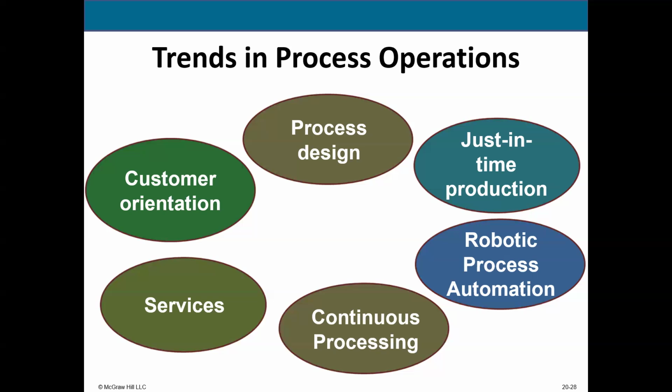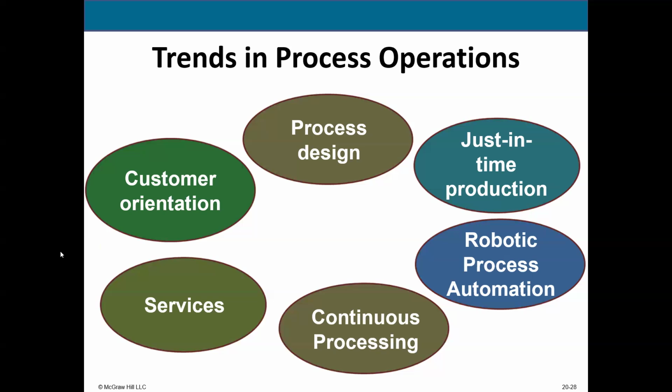Another trend in process costing is continuous process. Just like the example I gave with the water bottles in the manufacturing process, we try to heavily automate that to a continuous flow. We also focus a lot on services now, more service than anything else. And we're also very customer oriented. We try to evolve our processes around our customers and their needs.